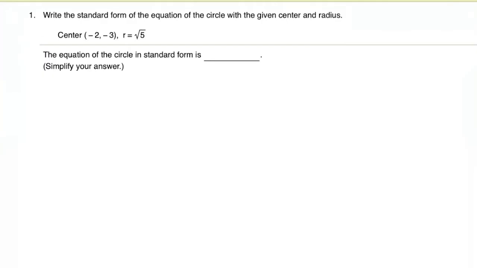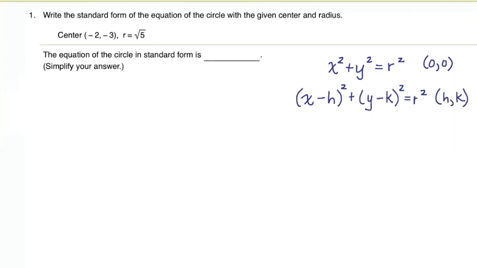Question 1 says, write the standard form of the equation of the circle with the given center and radius. There are 2 general equations for a circle. The first, x squared plus y squared equals radius squared, is for when your center is located at 0, 0 and your radius is r. When your center is located at a different point, this is the correct formula to use. So in this example, because our center is listed as -2, -3, that's a point other than 0, 0. So this is the formula that I'm going to follow to get my equation of the circle.